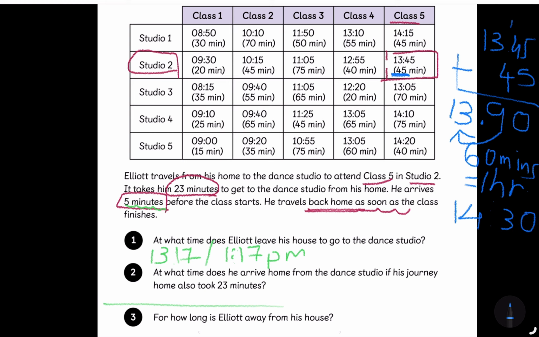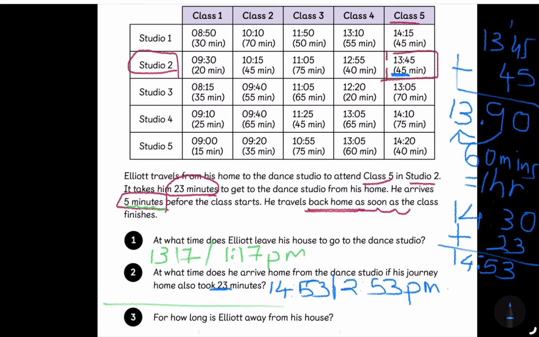Okay, now we know it's 2:30 p.m. that he's just finished with his class. Now we will add these 23 minutes that he takes to travel. Therefore, when I add, I get 3, 3 plus 2 is 5, and 14 stays as it is, right? Therefore, the time that he arrives home from the dance studio after completing his journey of 23 minutes would be 14:53 or 2:53 p.m., right? So that is how we got our second answer.